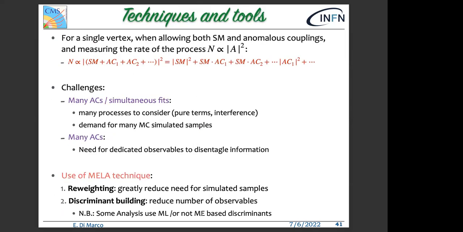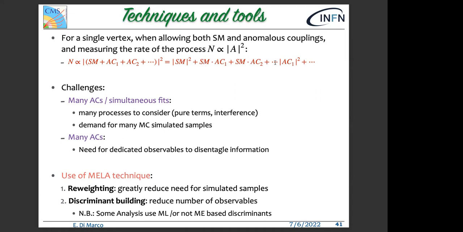Now, briefly on the technique and tools, which is, I think, one of the strong points of CMS with respect to ATLAS, because in CMS we do all these analyses in a consistent way, both in the fitting procedure and in setting up the analysis. So, for example, if you have more than one amplitude contributing from the same initial state and same final state, one which is the standard model one and others which are beyond standard model ones, as in the case of the measurement of the total width that Roberto was explaining before, you have the square of the modulus, but also the interference term that contributes.